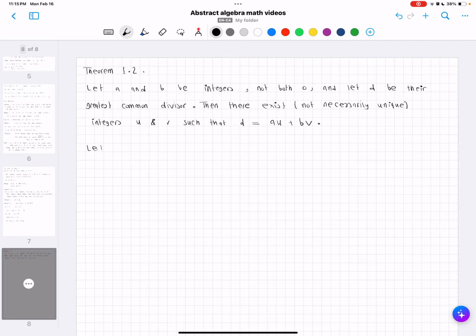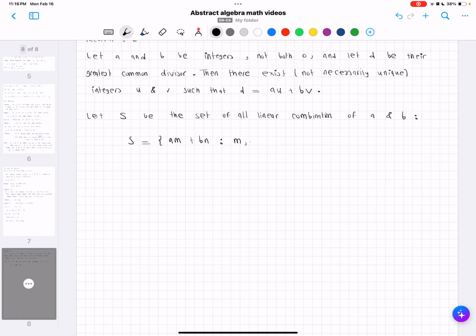Let S be the set of all linear combinations of a and b. So S is equal to am plus bn such that m and n belong to Z.